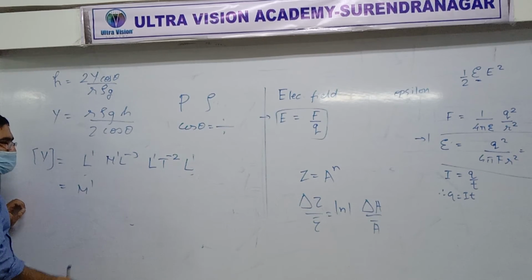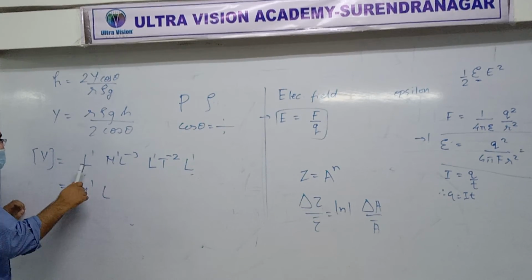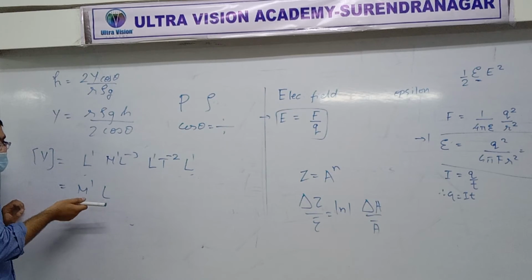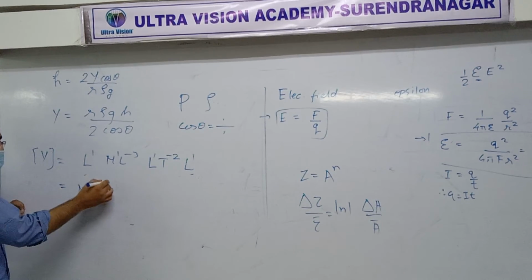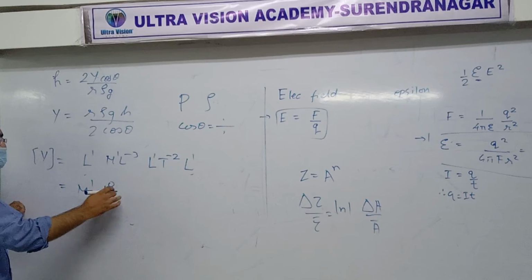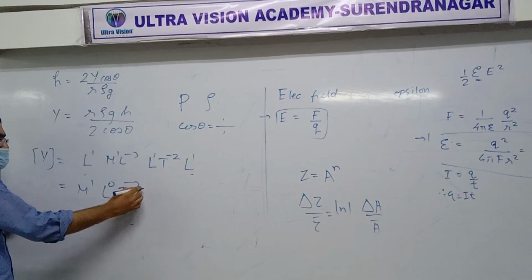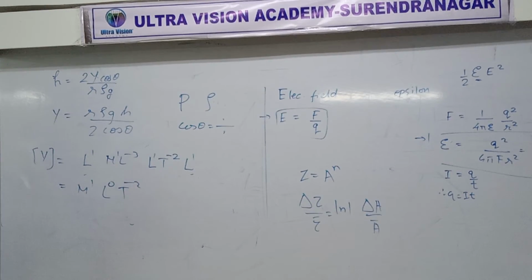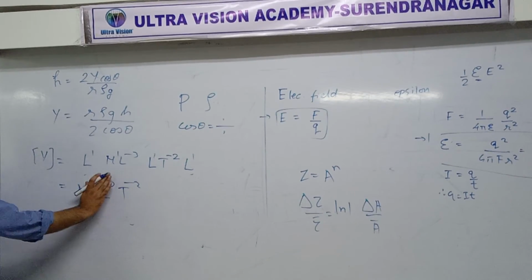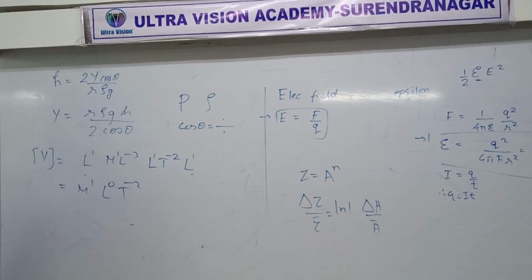M raised to 1, L raised to 3, L raised to 0. Clear or not? And D raised to 2. Understood? Yes or no? It's okay if you don't write. M raised to 1, T raised to -.